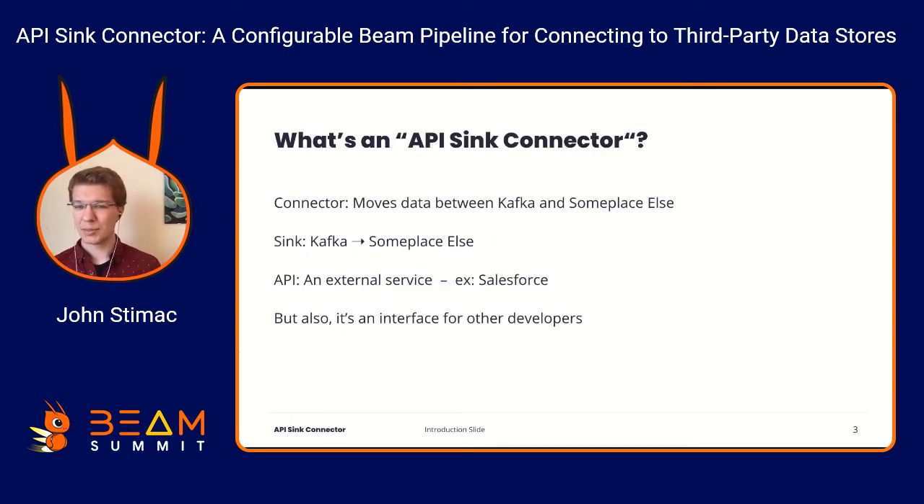So what exactly is an API sync connector? Well, let me break it down. A connector is just something that we have that moves data between Kafka and someplace else. Sync is referring to the direction of this move. So it's moving data from Kafka to a data store. Then in the name, we use API to refer to external data stores, so something that we have less control over than like MySQL. An example of one of those data stores would be Salesforce.